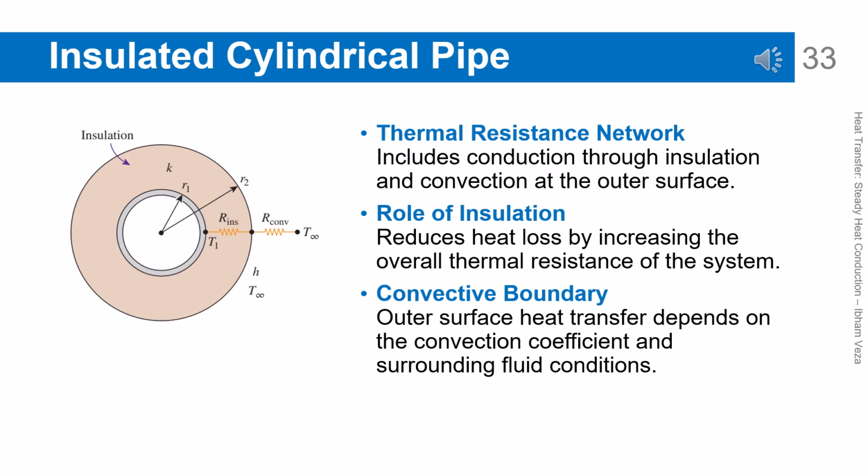Insulated cylindrical pipe. This system consists of a pipe covered with insulation to reduce heat loss. Its thermal resistance network includes conduction through the insulation and convection at the outer surface. Adding insulation increases conduction resistance but also increases the outer surface area. The heat loss rate is determined by the combination of these two effects. This analysis is important in industrial pipe design.